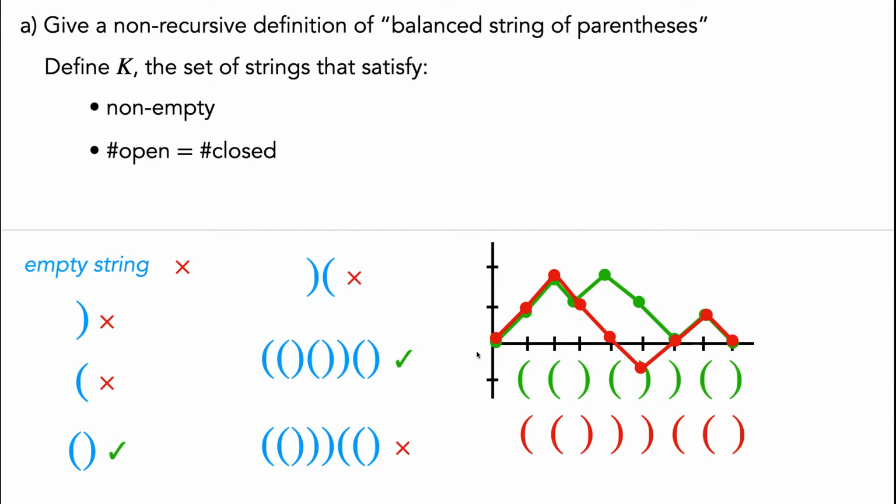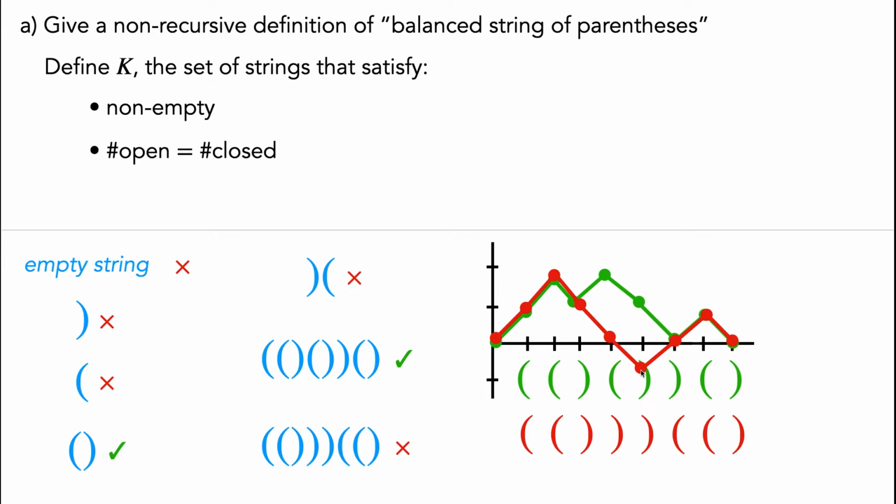In other words, what we were really charting here was the difference between the number of open and the number of closed parens. When the difference went below 0 was when we had an unmatched closed parenthesis. So that's really what we're looking for.